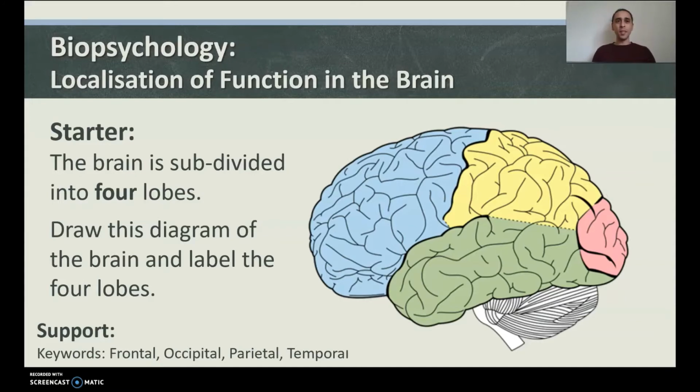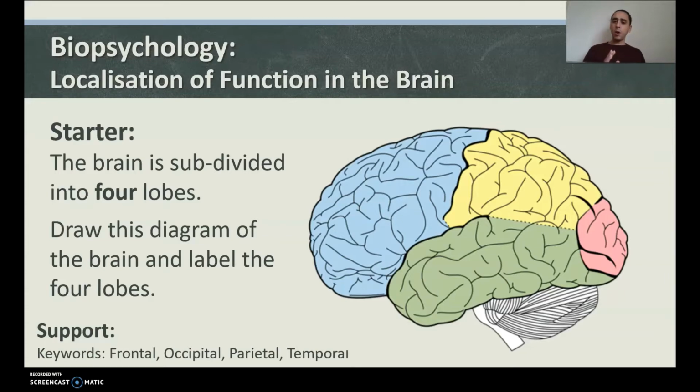The starter. The brain is subdivided into four lobes or four areas. Draw this diagram of the brain and try and label those four lobes. It doesn't have to be perfect. It's not an art project. Just draw the brain really quickly. Pause the video, draw the brain.